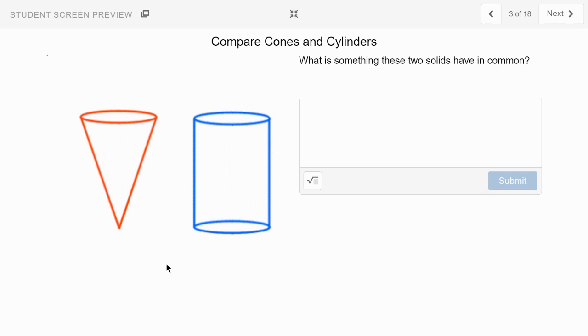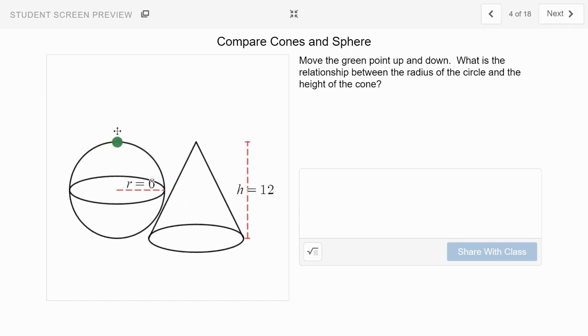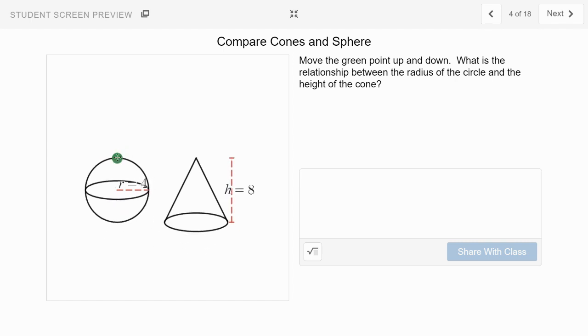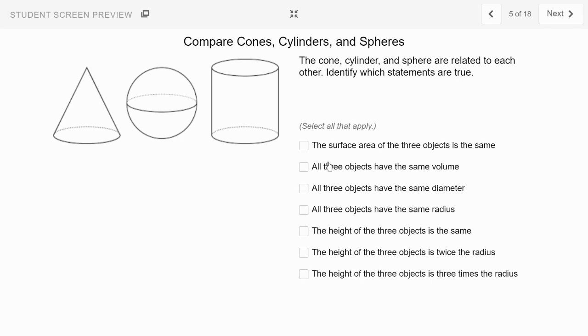First, share what you notice these two objects have in common. One is a cone and one is a cylinder. On this slide, explore the relationship between the radius of the sphere, really the circle, and the height of the cone, and share what you notice. Then here, I want you to select the ones that are correct. What do they have in common and which is true?